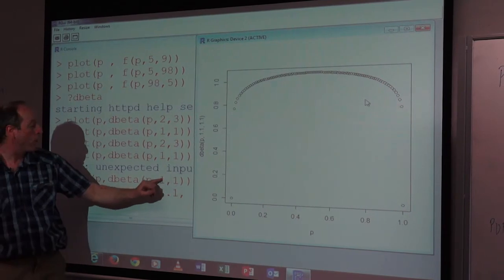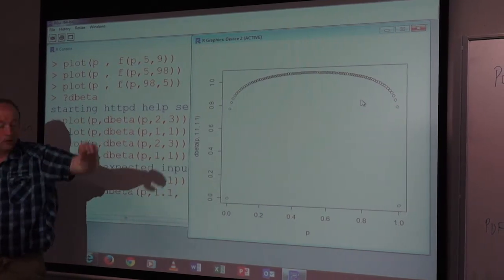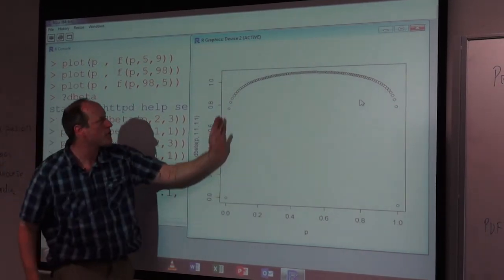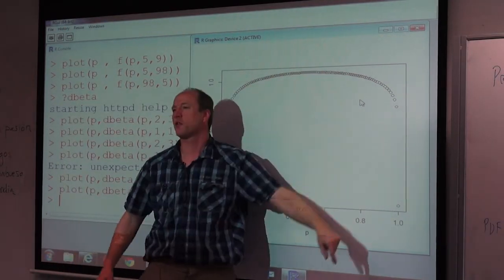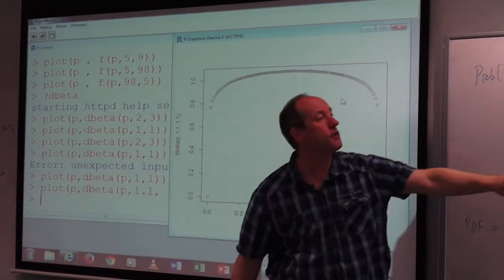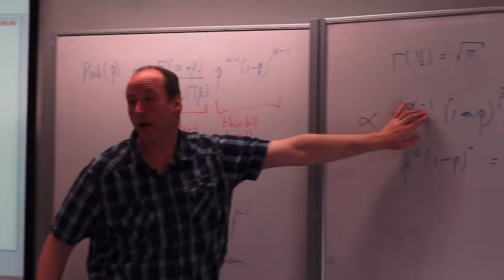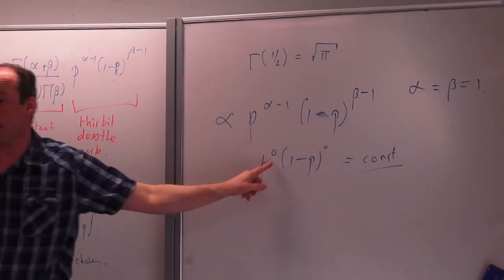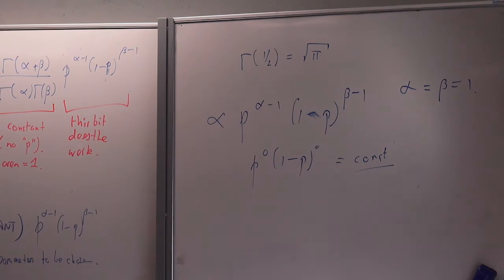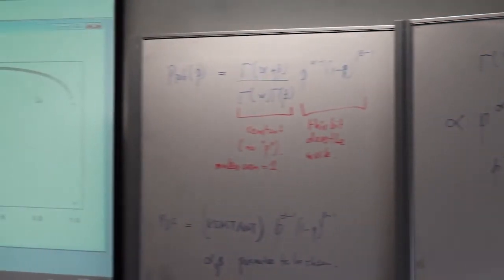1.1 and 1. You see, 1 and 1 was perfectly uniform prior. 1.1 and 1.1. See how it's almost uniform, but it kind of falls off towards the edge. And you can pick that up from the formula. If you put 1.1 in there, you've got p to the power 0.1 here, 1 minus p to the 0.1 there. So it falls off.